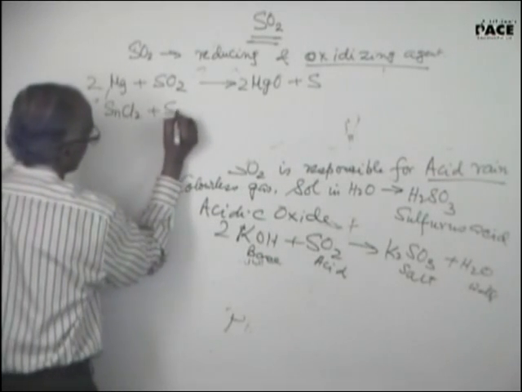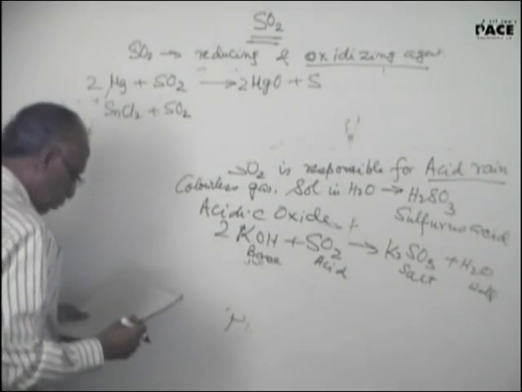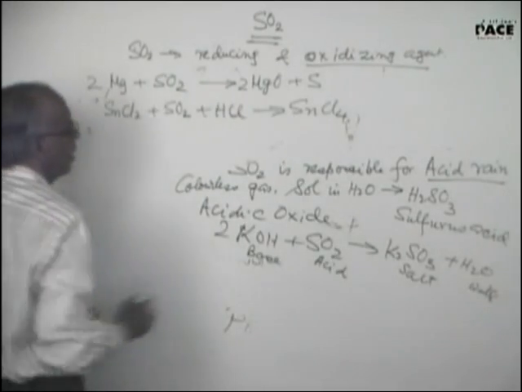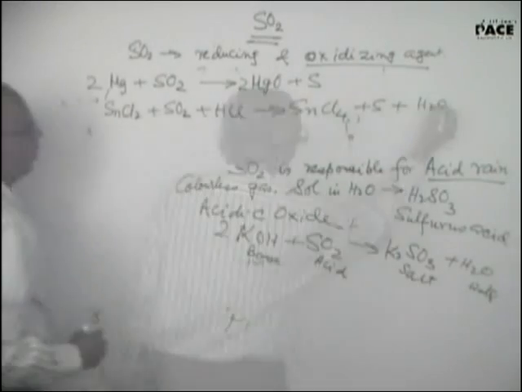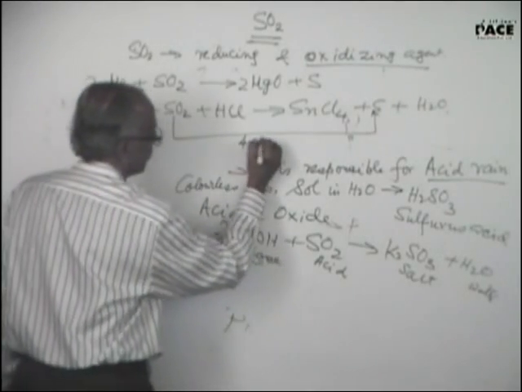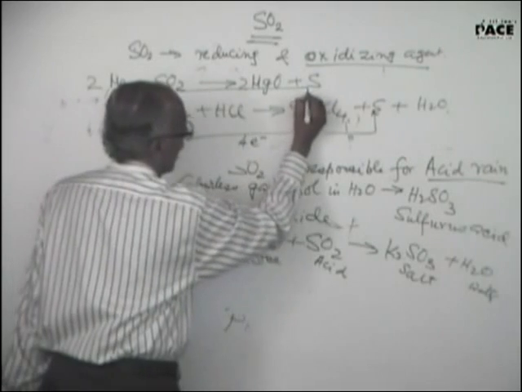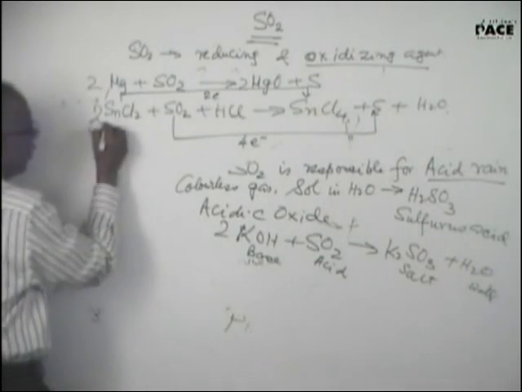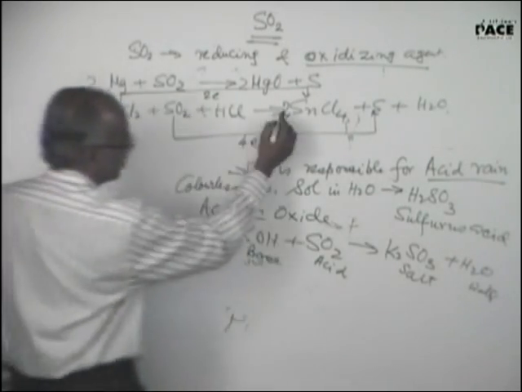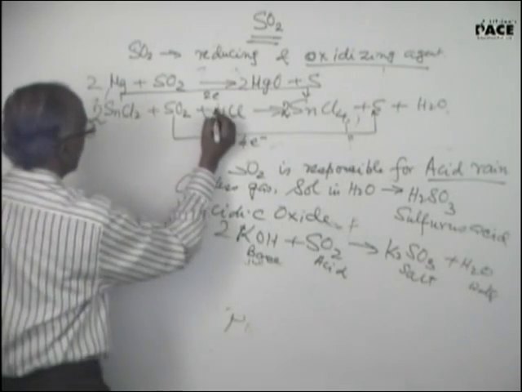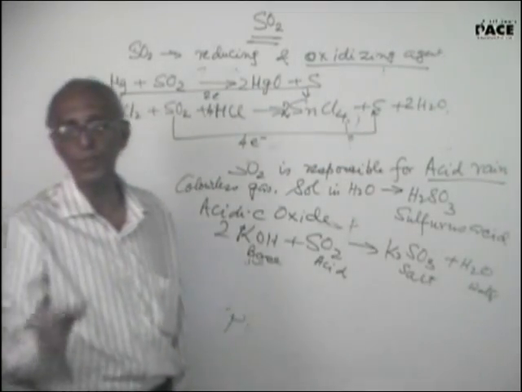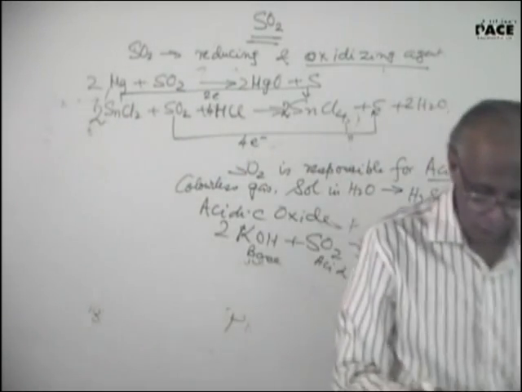Stannous chloride plus sulfur dioxide plus water gives you stannic chloride plus sulfur plus water. So sulfur dioxide to sulfur is a 4-electron change. Yes. And this is a 2-electron change. So I need 2 moles of stannous chloride to give me 2 moles of stannic chloride. This requires 8 chloride, so I need 4 HCl. Okay. So these are the reactions which show sulfur dioxide as an oxidizing agent.